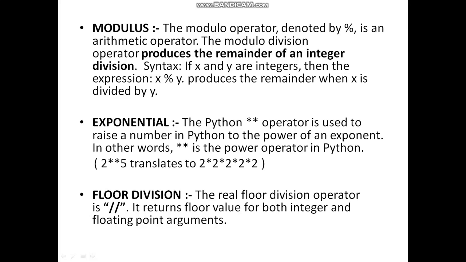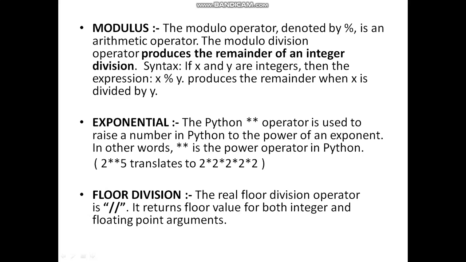is divided by y. Now exponential means what? The Python exponent operator is used to raise a number in Python to the power of an exponent. So here you can see an example. 2 to the power 5 is equal to 2 into 2 into 2 into 2 into 2, right?